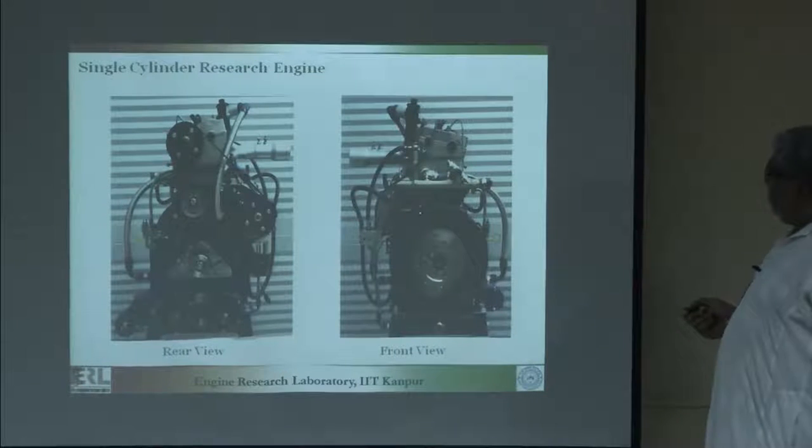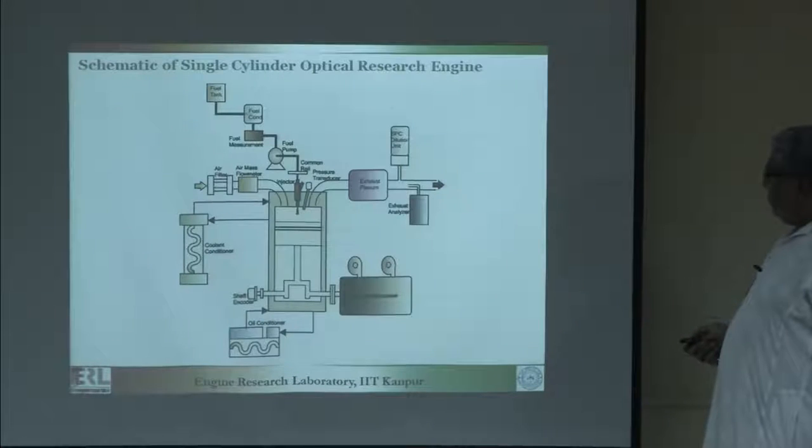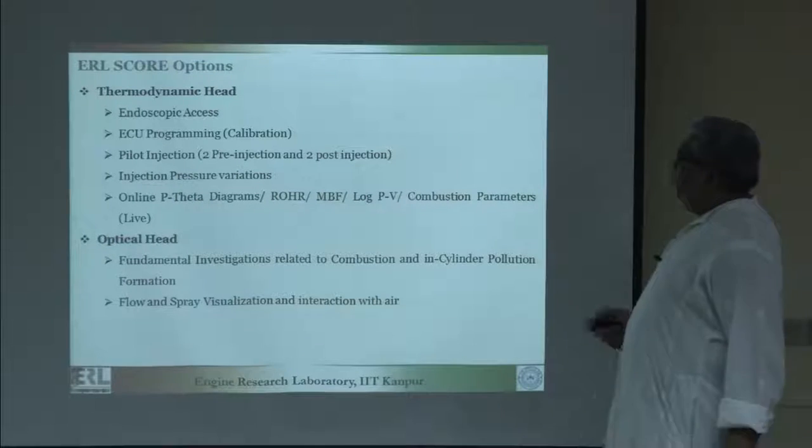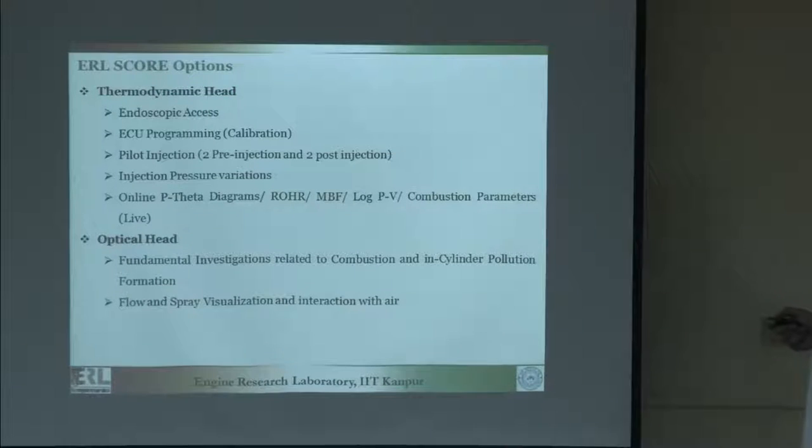You can see this is the thermal head, this is the optical, sorry, this is the rear view and front view. There are a lot of other paraphernalia that is required with any optical cell. So, there are fuel tanks, fuel conditioning system, fuel pumps, then there is the exhaust system, the exhaust particle measurement system, particle analyzers, coolant conditioning system, oil conditioning system, air filtration systems. So, many, many systems are required to support such a system. So, the thermodynamic head has endoscopic access. We can actually do ECU calibration.